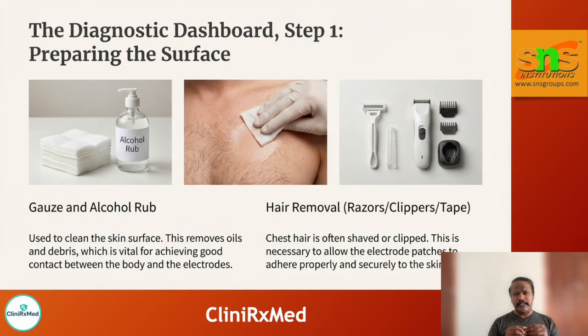To get a clear signal, we must prepare the skin. We use gauze and alcohol rubs to remove oils and debris, ensuring good contact. In many cases, chest hair must be shaved or clipped so that the electrode patches can adhere securely.